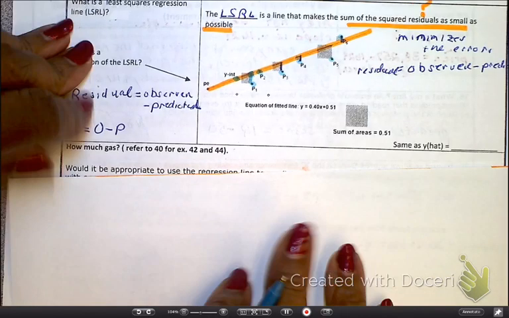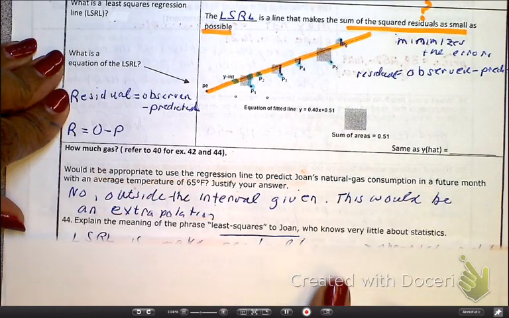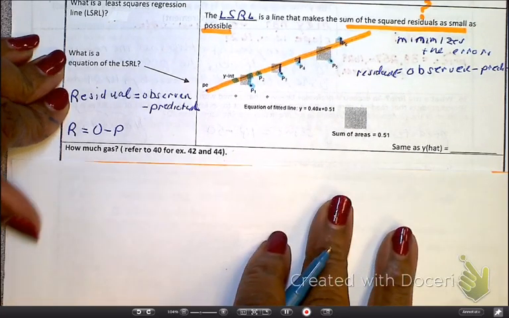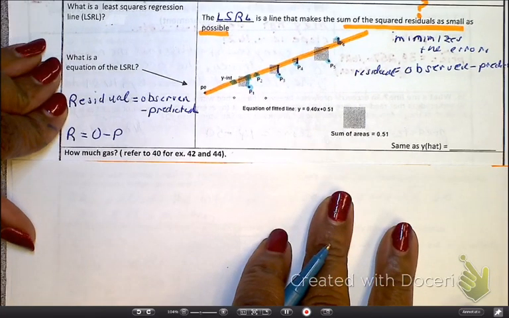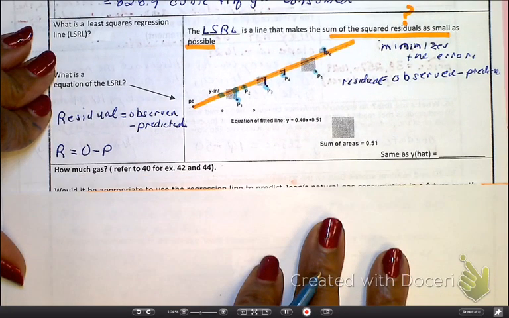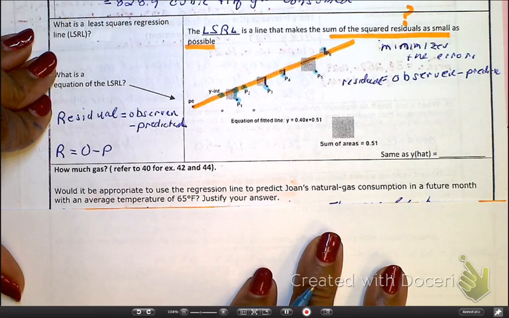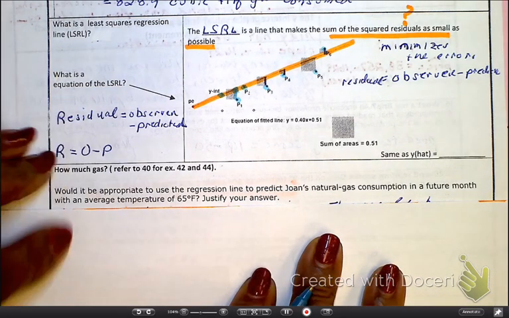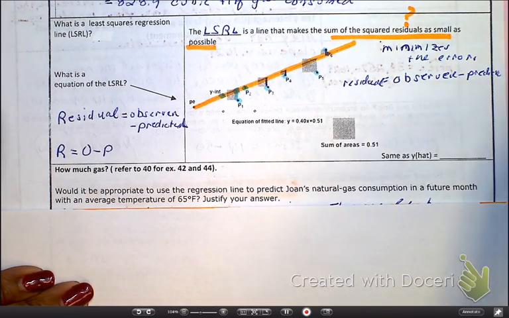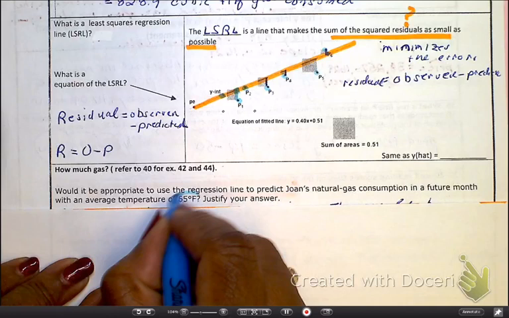Okay, so as I wrap this video up, I want to talk about these problems right here, problem 42 and 44, and it tells us to refer back to the gas situation up a little higher. So let's read this. The question is, would it be appropriate to use this regression line for 65 degrees Fahrenheit? So here is your 65.